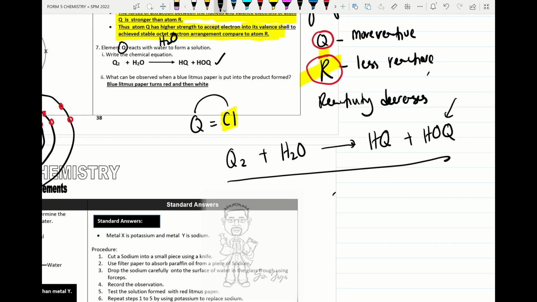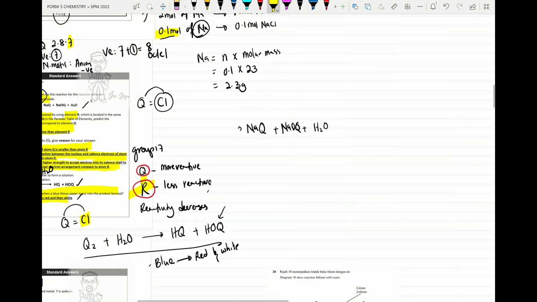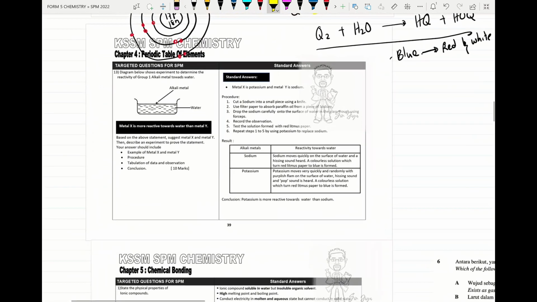Please remember, this is a strong bleaching agent. So when we put blue litmus paper, it will turn red, and then it will turn white. So what can be observed when a blue litmus paper is put into the product formed? The blue litmus paper turns red and then white. Try to do more questions and we move on to the next part.